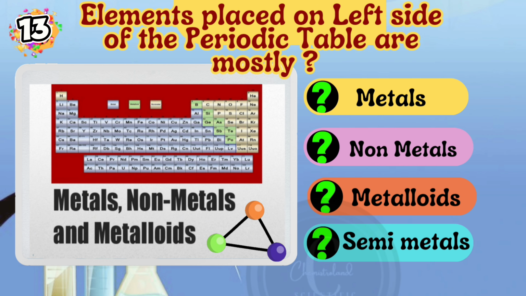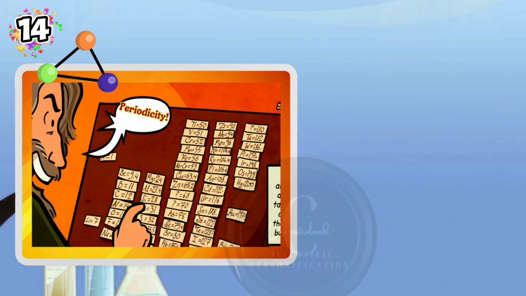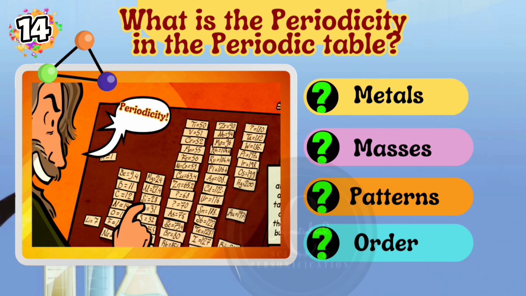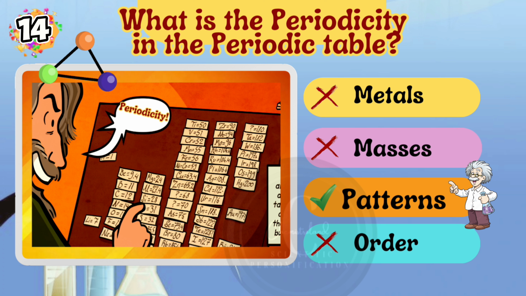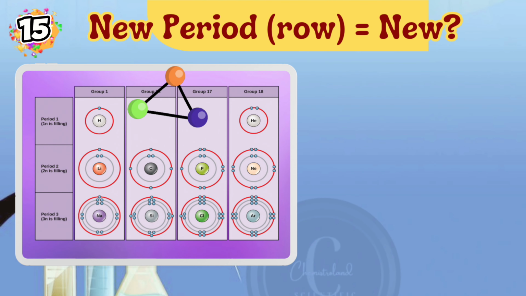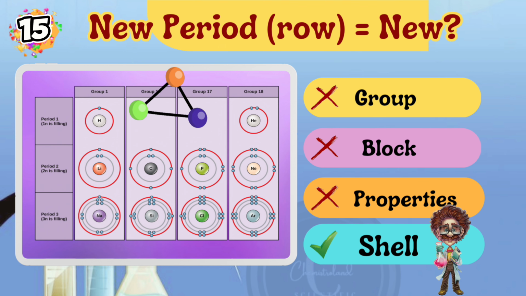Elements placed on the left side of periodic table are mostly metals. Metals are placed on the left side of the periodic table. What is the periodicity in the periodic table? Yes, it is. Pattern means something repeats after fixed interval. Here is tricky question. New period row is equal to new shell. Shell is the correct answer.